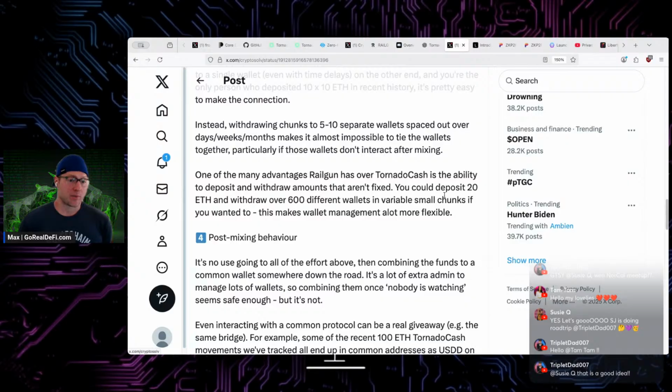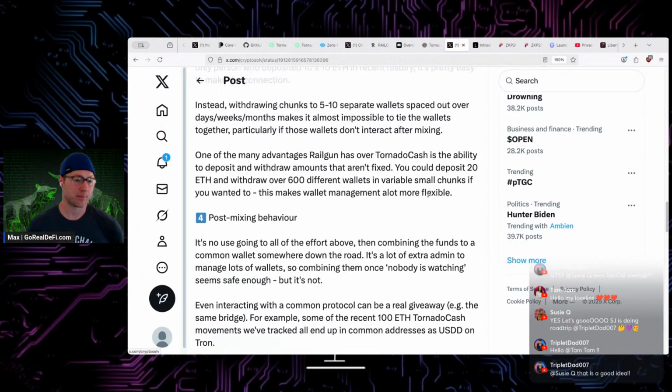One of the many advantages Railgun has over Tornado Cash is the ability to deposit and withdraw amounts that aren't fixed. You could deposit 20 ETH and withdraw over 600 different wallets in small variable chunks if you wanted to. This makes wallet management a lot more flexible.